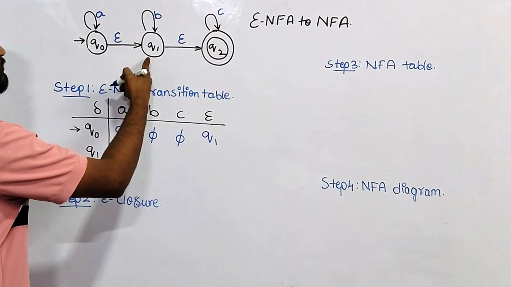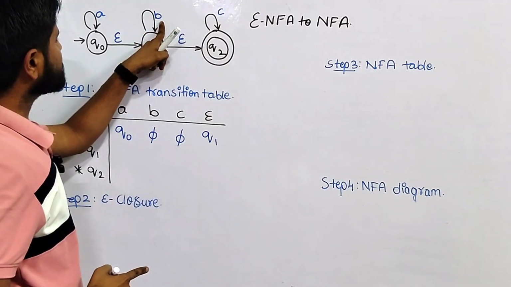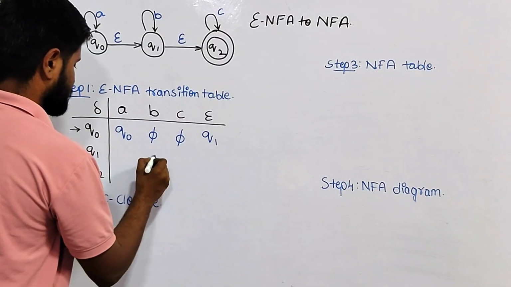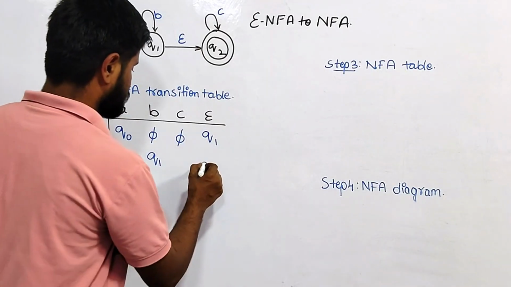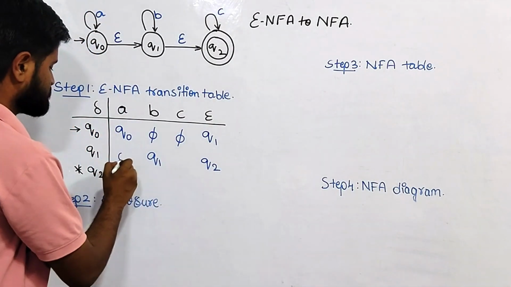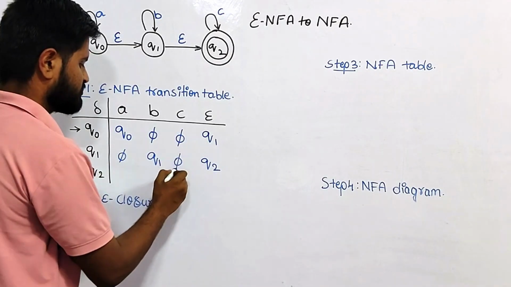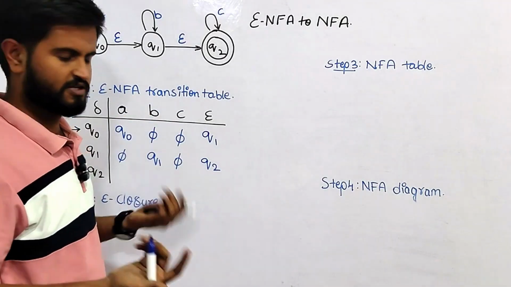Now Q1. So Q1 is using B and epsilon. So when you give B as the input, it is moving to Q1 itself. That is self loop. When you give epsilon, it is moving to Q2. Next, A and C are not used as the input string, so I will use phi. That is the null to represent there is no transition when A and C is given as input.